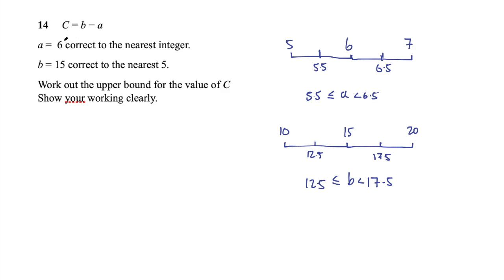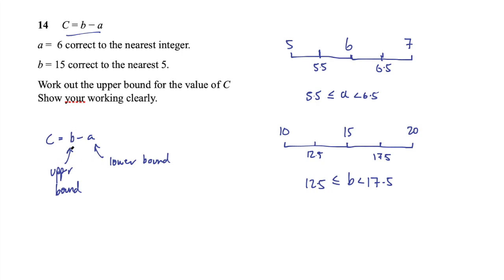Then you need to think about this equation here. So we want the upper bound of C. How could we get the largest possible value of C? Well, we would want the upper bound of B, the largest possible value of B. And we want the smallest possible value of A. So we want the lower bound for A, because that's going to give you the largest possible value for C. If you took the lowest value of B and the largest value of A, you're going to get a smaller value.